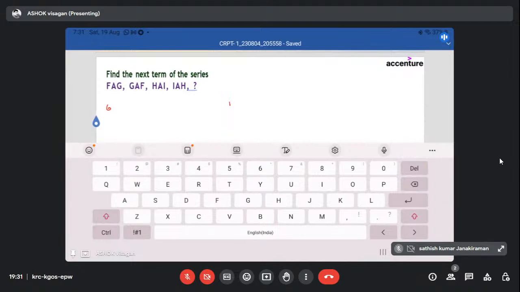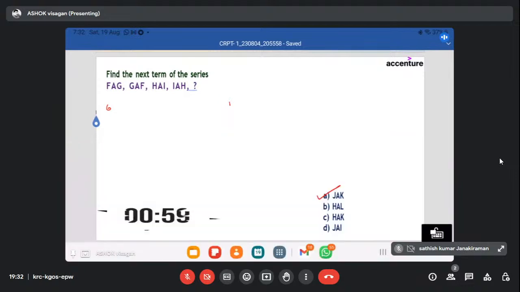And what is the connection between the first letters here? The first letter in the first set is F. The second set is G. In the third set it is H. The fourth set is I. So the next one should be what? J should be the first letter.